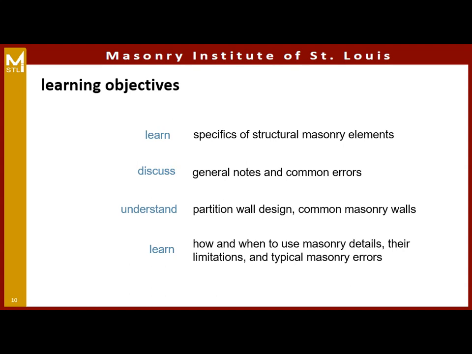So I think you've seen the learning objectives. We're going to talk a little basics up front. I'll try and go kind of quickly through that since it's a little more of a review. We will talk about some general notes, what we want to see there, some common details of partition walls and other common masonry walls. And we'll talk about some masonry details, how and when to use them, some things to watch out for.